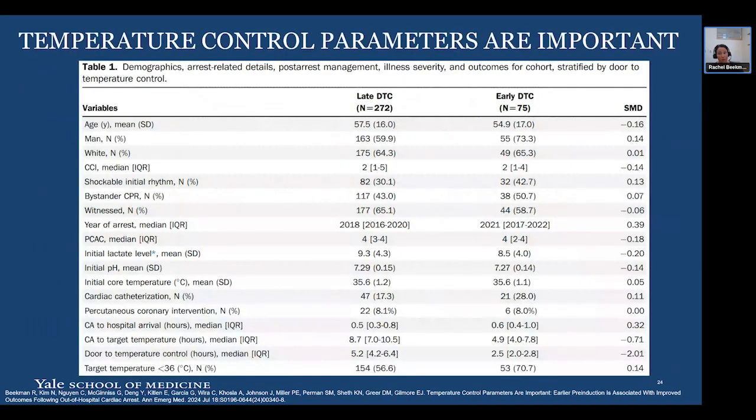As seen in Table 1, the overall cohort differed from the TTM2 cohort, with 33% shockable rhythm, 44% bystander CPR, a mean lactate of 9, and a median Pittsburgh cardiac arrest category score of 4. In the far right column, you can see the standardized mean differences between the early and the late pre-induction groups. Patients who received early pre-induction were younger, more likely to be male, had lower comorbidities, and a higher incidence of shockable rhythm arrest.